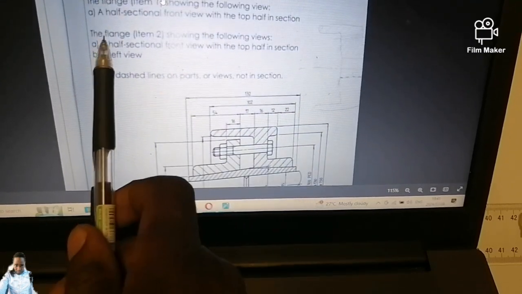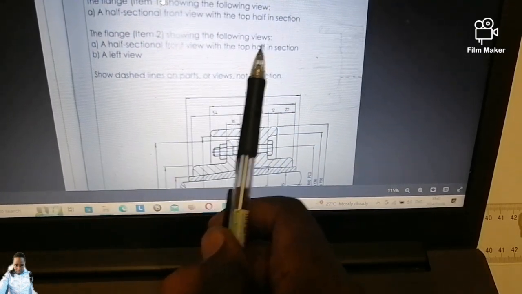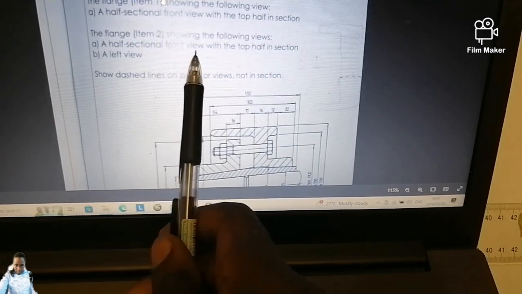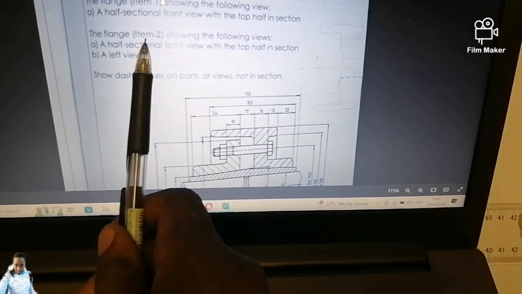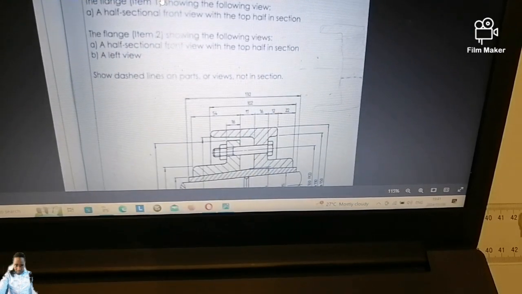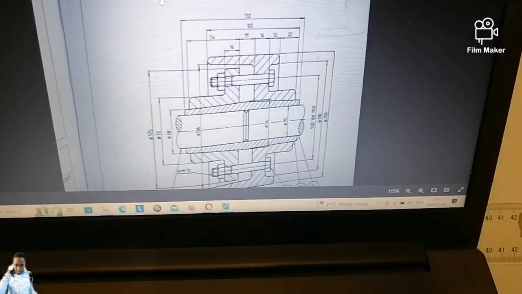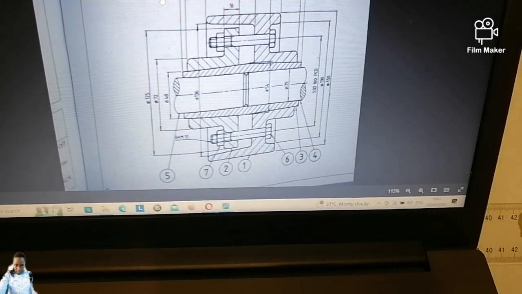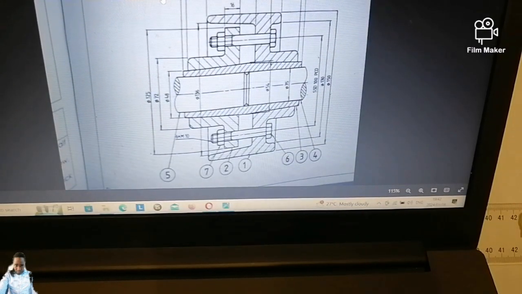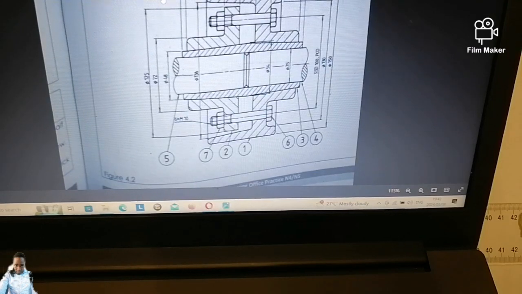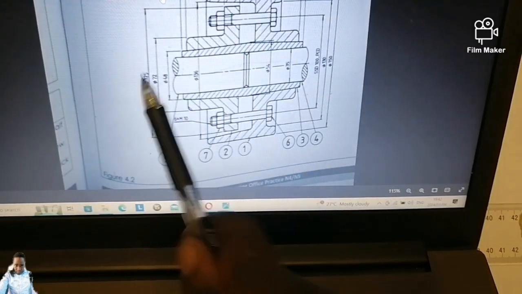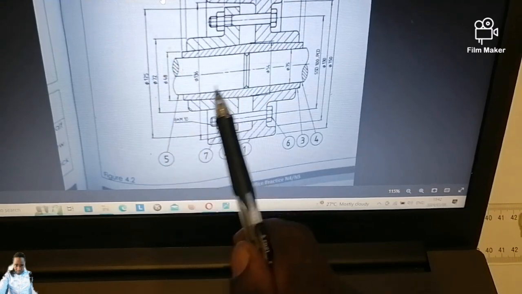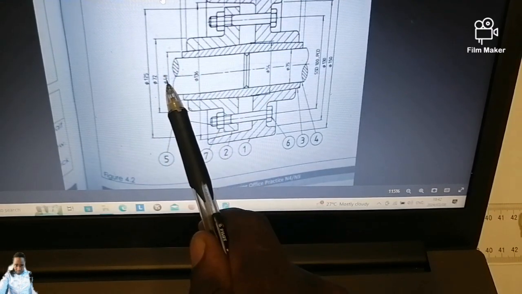So item 2, a flange, showing the following views: a half sectional front view with the top half in sectioning, remember, as with item 1, and the left view, which means the outside left view. As I've said, you'd be advised to start with the left view, since it has got circles. So we are going to start with this 125, followed by 72, and followed by 48.